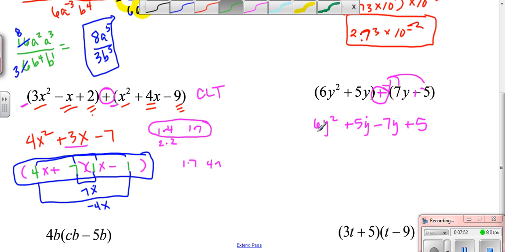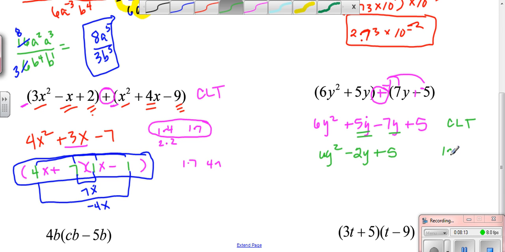So now what I'm going to do is combine like terms. Do I have any other y squared things? No. So I have 6y squared. I have 2y's. I have 5y minus negative 7y, which is going to leave me minus 2y. And I have a positive 5.